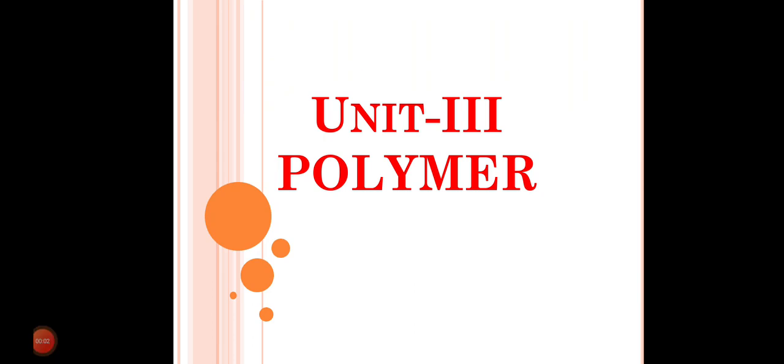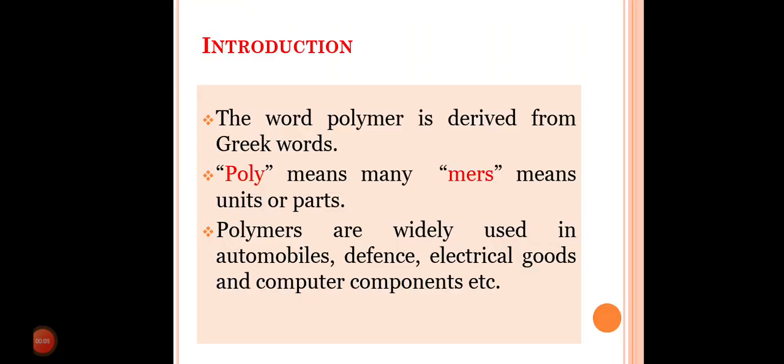Let us see what is a polymer. So when we see the introduction, the word polymer is derived from the Greek words poly, which means many, and mers, which are units or parts. The polymers are widely used in automobiles, defense, electrical goods and computer components.